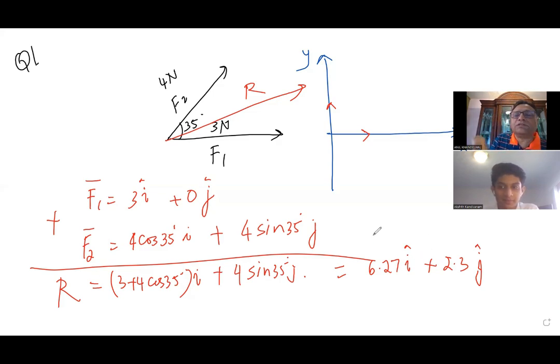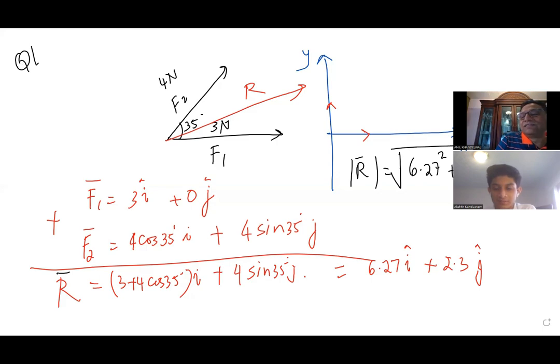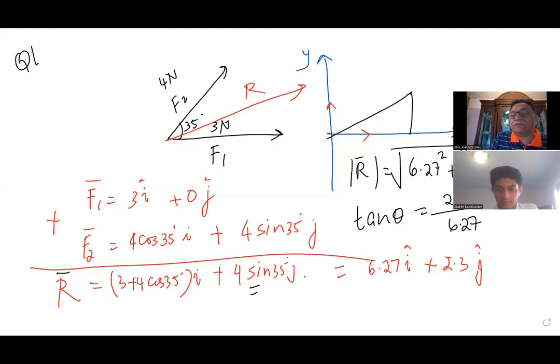Now, what is the magnitude of this force? Can you please calculate the square root of a square plus b square? So it would be 6.68. Same answer you got, right? Yes, same answer. 6.68. And since we know that the i and j components are given to us, what is tan theta? Tan theta will be the j component over the i component, 2.3 over 6.27. Theta is tan inverse of this. Find out. So theta equals tan inverse.